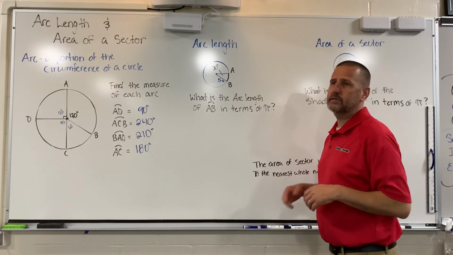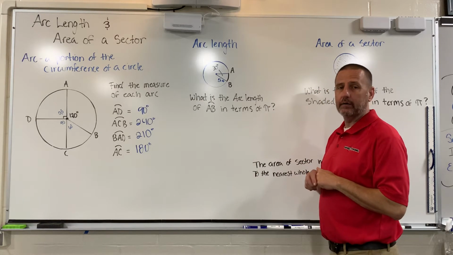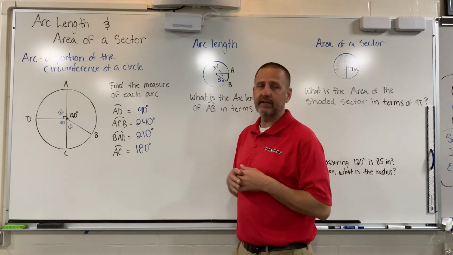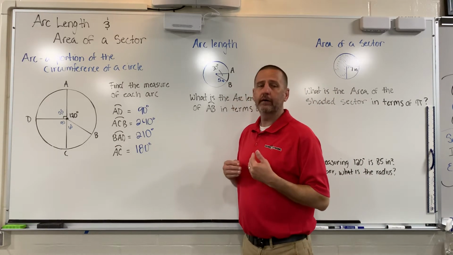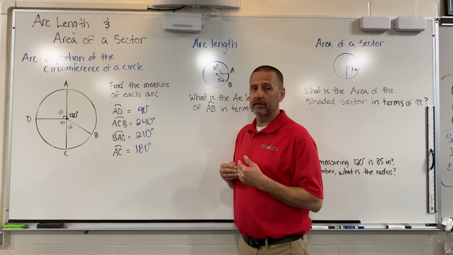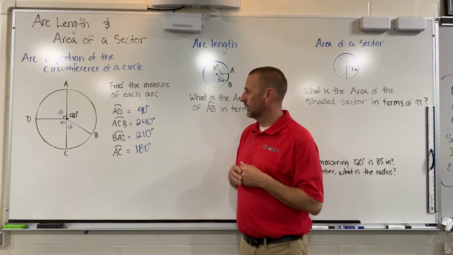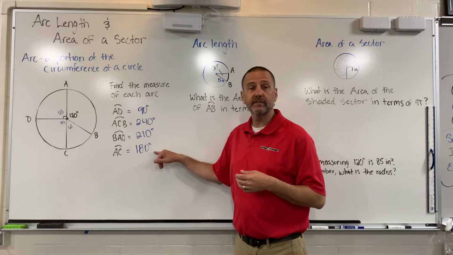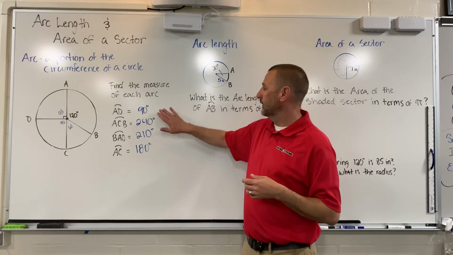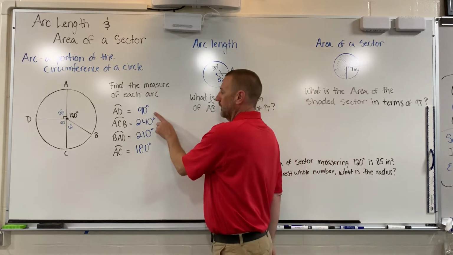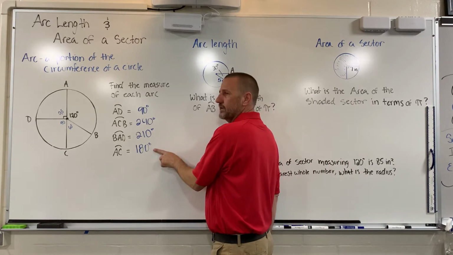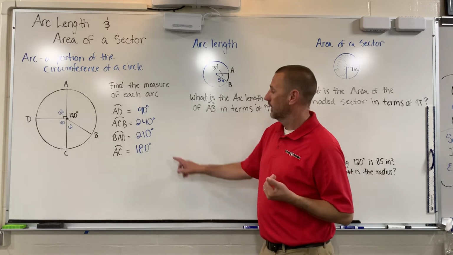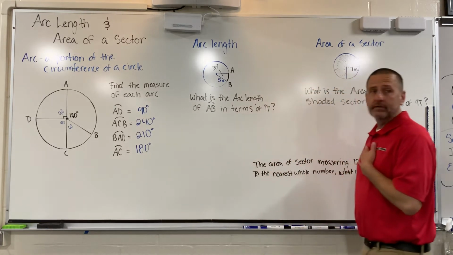We also have something called major arcs and minor arcs. When we talk about, for example, AD, that is a minor arc. A minor arc is an arc that is less than 180 degrees. So AD is a minor arc, then there are major arcs, and this one is not either a minor or a major, it's called a semicircle. So, on to the next section.